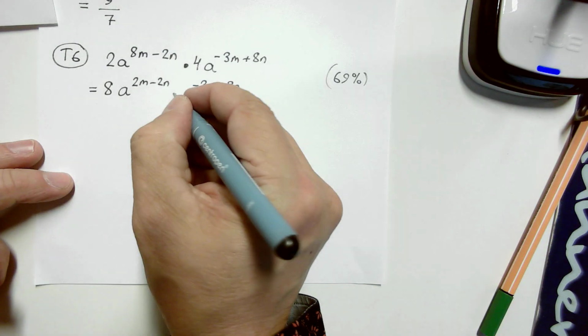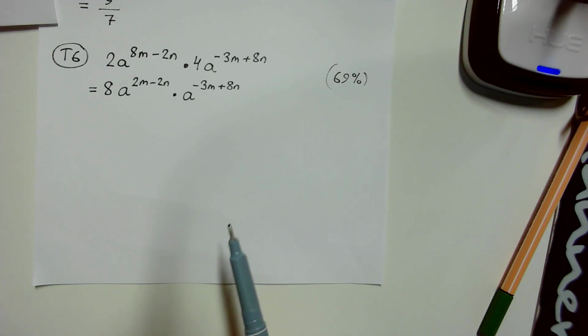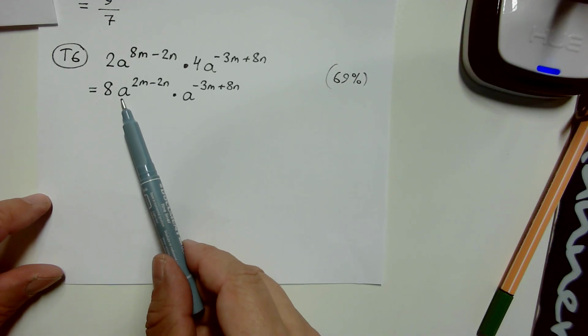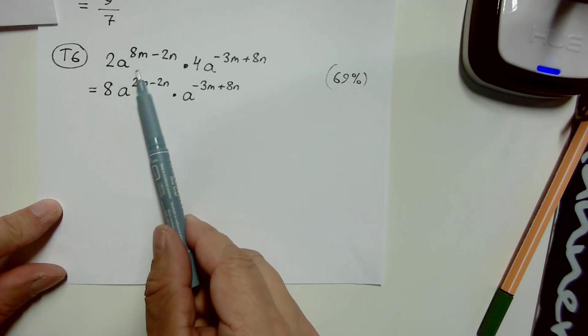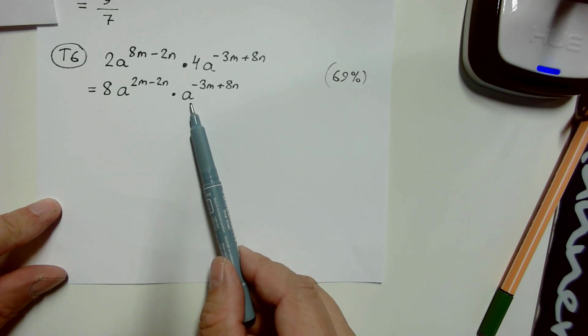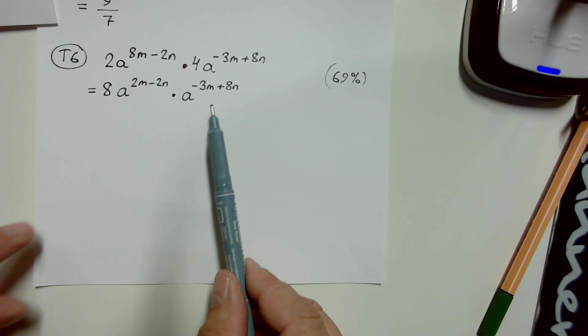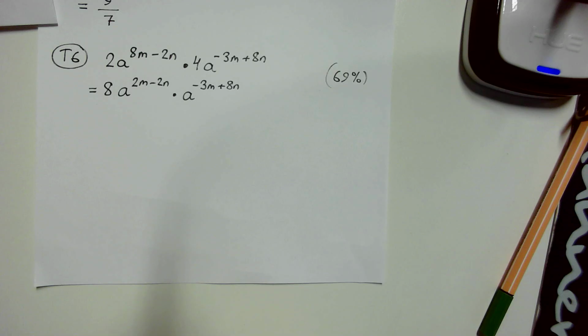But here we get this situation where we have a, and it has some kind of exponent, and then we have also a with some kind of exponent. We have that.